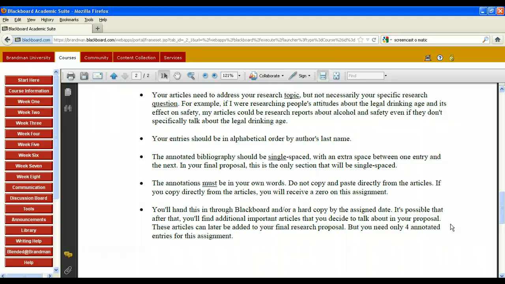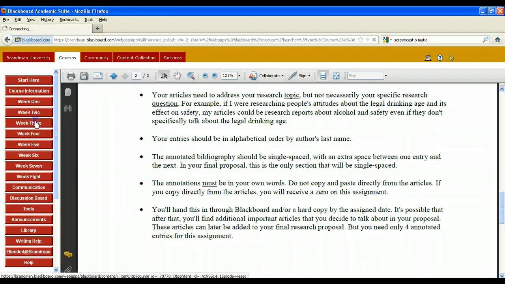And as I was just mentioning, it's possible that after that you will find additional important articles that you decide to talk about in your proposal. These articles can later be added to your final research proposal, but you need only 4 annotated entries for this assignment. You'll probably also find additional important articles that you want to discuss in your literature review, which is just fine, but for now, just focus on 4 for your annotated bibliography.